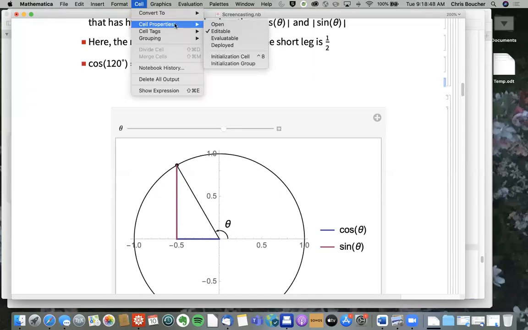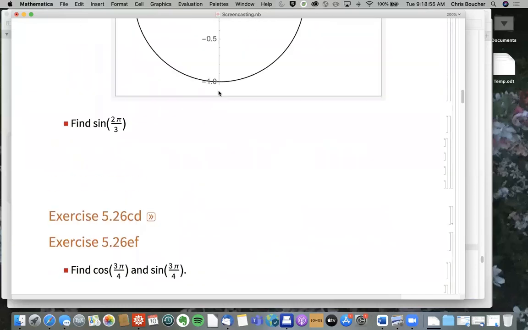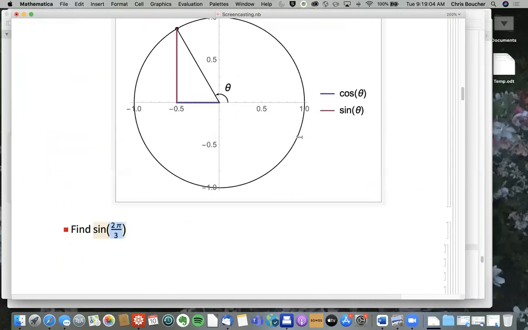So the sine of 120 degrees is the square root of 3 over 2. Okay, what about this one? 2 pi over 3. So here I have an angle in radian measure. Again, a good first practice is to go ahead and draw a picture so you can see it.